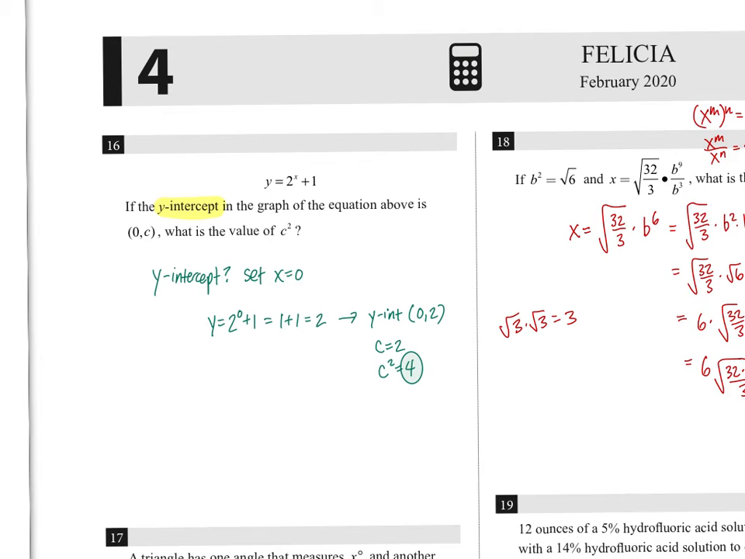Number 16, we're looking for the y-intercept. So, hey, how do we find the y-intercept? Just set the x equal to 0, right? Think about it. All y-intercepts are points where the x is equal to 0. So if we do that, then we find out that the y-intercept is at (0, 2). Of course, that means c is 2, but they want c squared. One extra step. c squared equals 4.